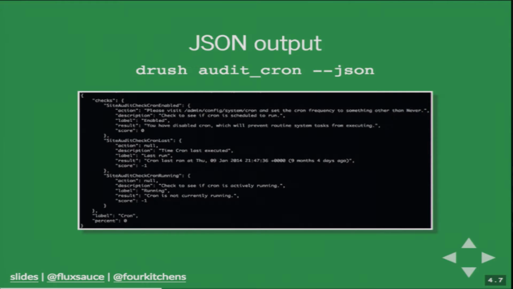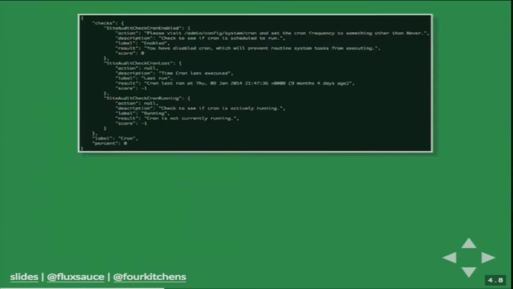It's a limited domain. 0 is a failure. -1 is just purely informational. 1 is a pass. So it's a limited domain, and you can actually design an interface around that and surface these reports in any way you see fit.